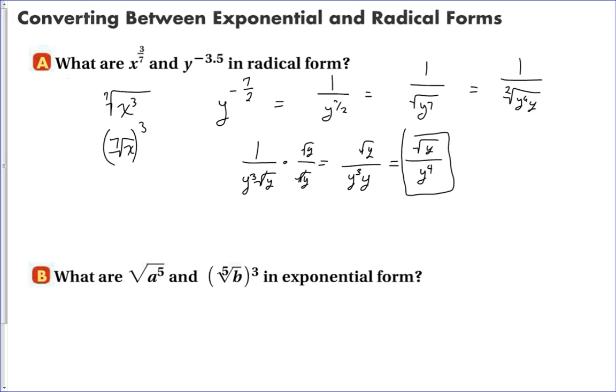All right. Don't forget, you need to make sure that you rationalize your denominator. And again, the easiest way to rationalize your denominator is simply multiply the top and bottom by the radical in the bottom.